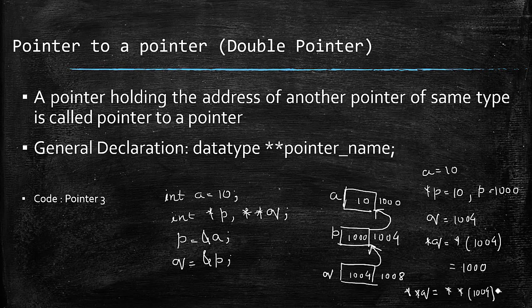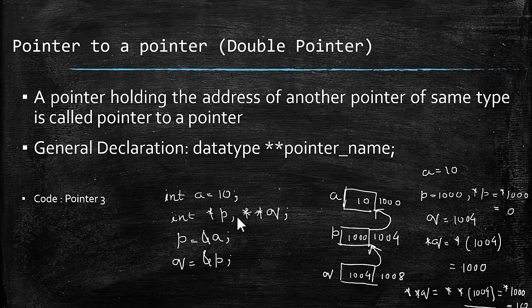Now this part will give me 1000, so I will get *1000. So *1000 is the value at the address 1000. What is that value? From here we know that it is 10, so I will get 10. So using the double pointer, that is how we can get the original value of the variable.